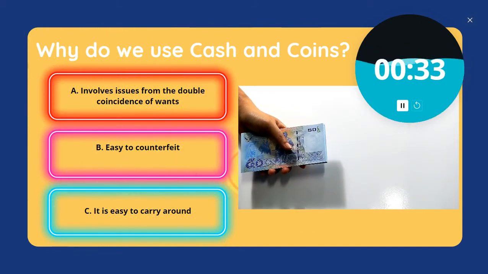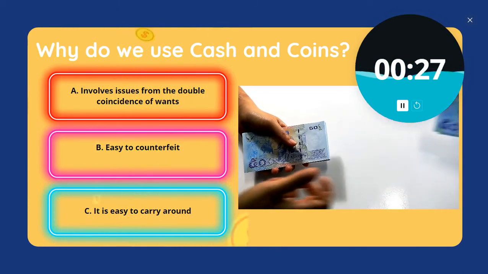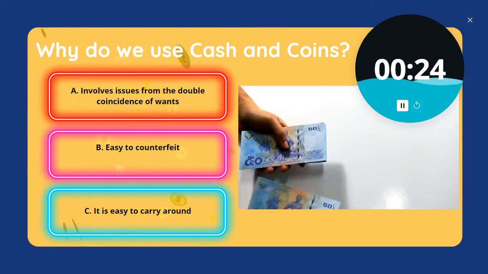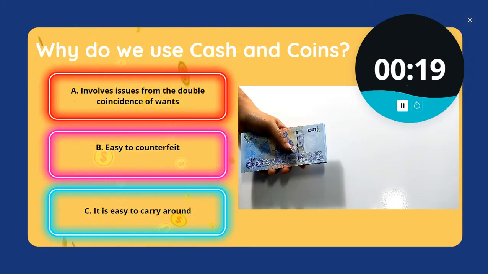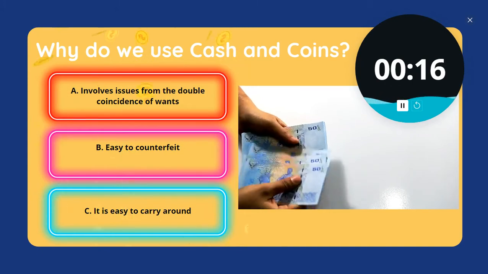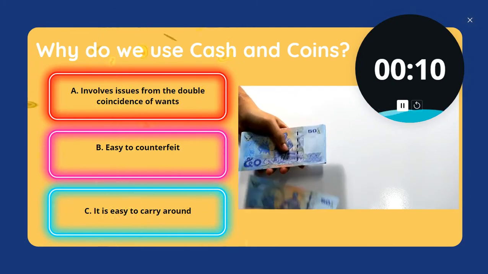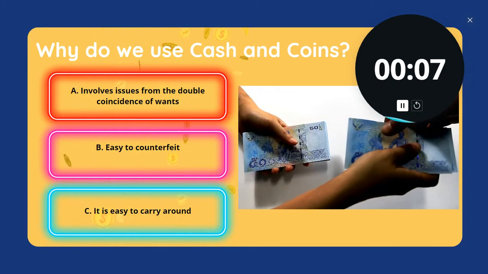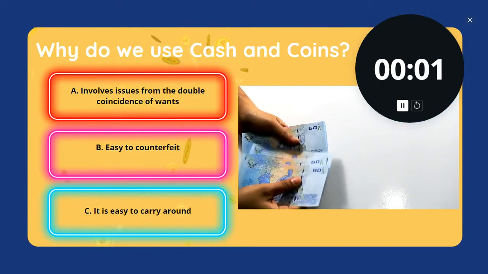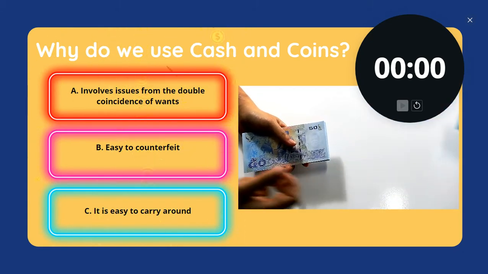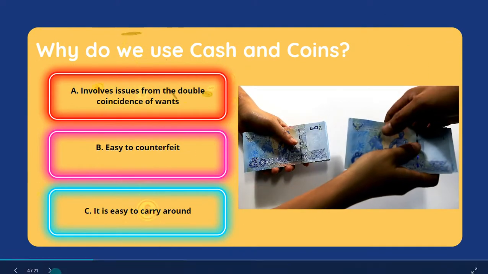So again, why do we need to use cash and coins in modern times? A. Involves issues from the double coincidence of wants. B. Easy to counterfeit. Or C. It is easy to carry around. So 5, 4, 3, 2, and 1. Alright, so the answer here is it is easy to carry around, or the letter C.